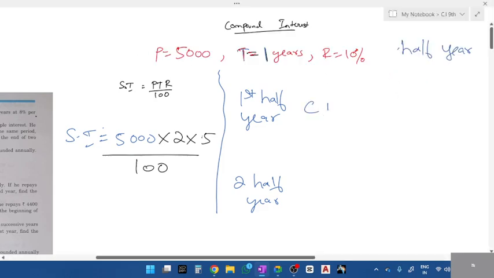5%. So for first half year, compound interest will be 5000 into 1, which will remain as it is, plus 5 divided by 100. Calculate like this, and even for second half year, it's the same. Understood? Yearly and half year calculation. Any doubts in this?